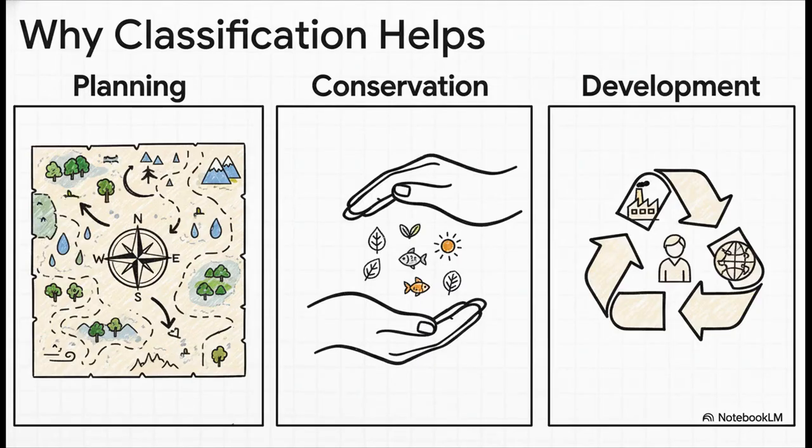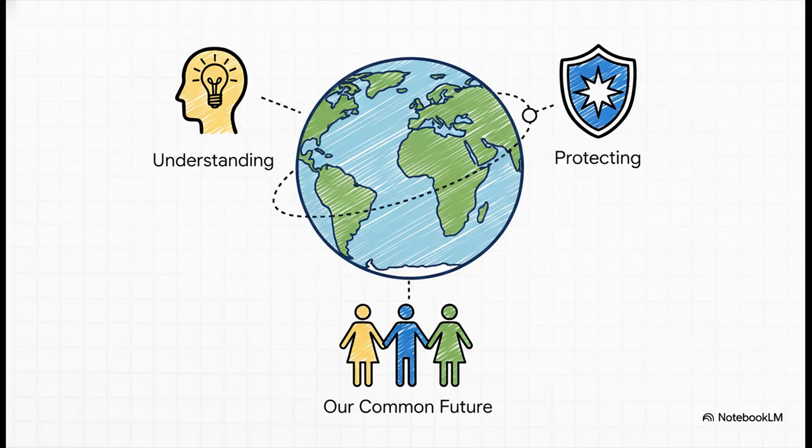And you can see exactly why on this slide. Classification helps us with proper planning, making sure we use our resources in a balanced and wise way. It is so important for conservation, helping us protect our resources from being wasted or overused. And it is the basis for sustainable development, the idea of meeting our own needs today without taking away from the needs of our future generations. So, as we have seen today, understanding our resources is much more than just learning facts. It is about taking the first, most important step towards protecting our planet for everyone, for our common future.